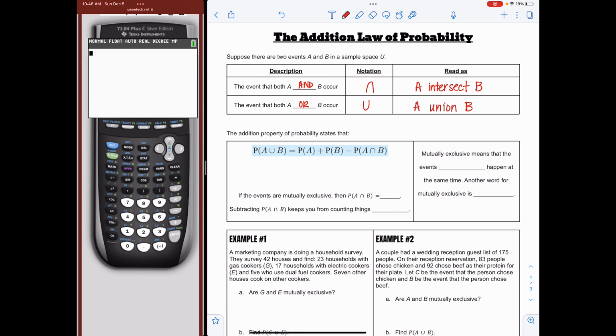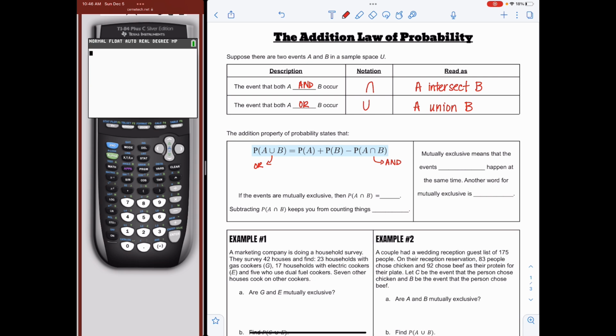All right. So the addition property of probability states that the probability that A or B, notice when I look at the symbols, I say the word "or", is equal to the probability of A plus the probability of B, subtract the probability that A and B happen at the same time.